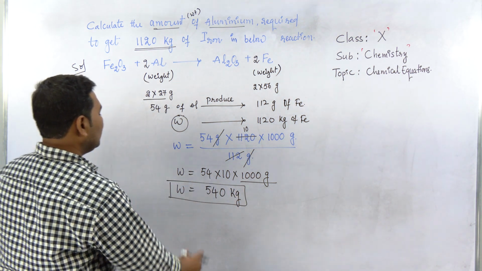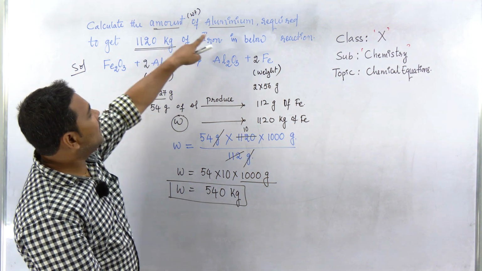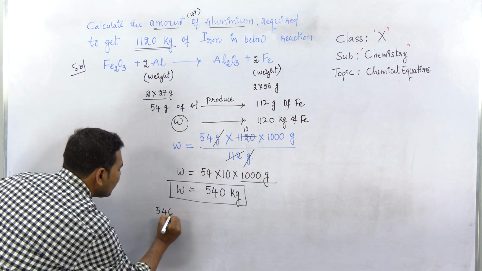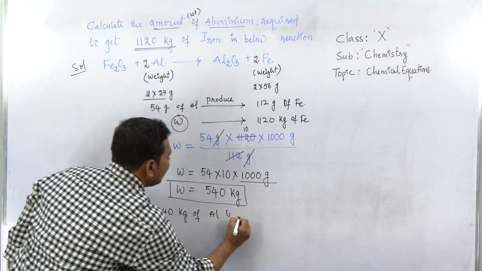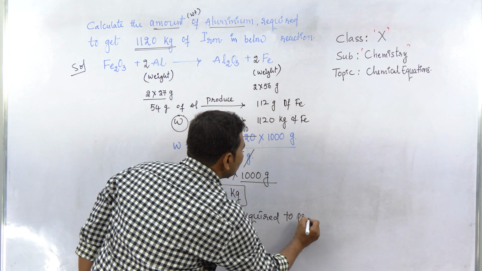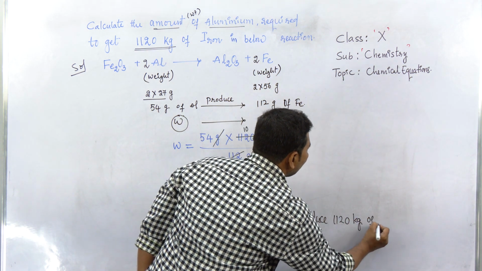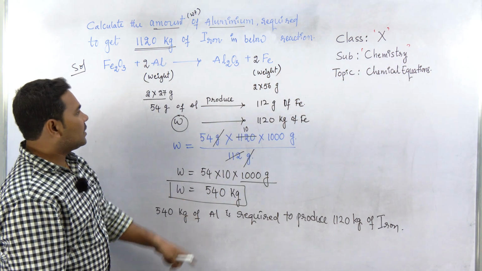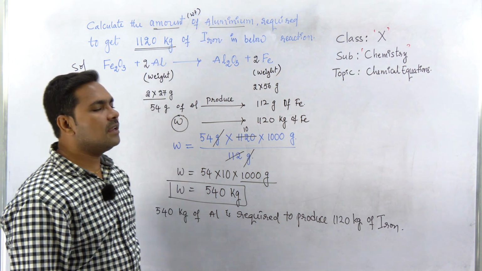What does it mean? W is the weight of aluminium needed. So we get the answer: 540 kg of aluminium is required to produce 1120 kg of iron. Okay, that's all. This is how we calculate the weight of aluminium needed for this chemical reaction from the weight of iron.